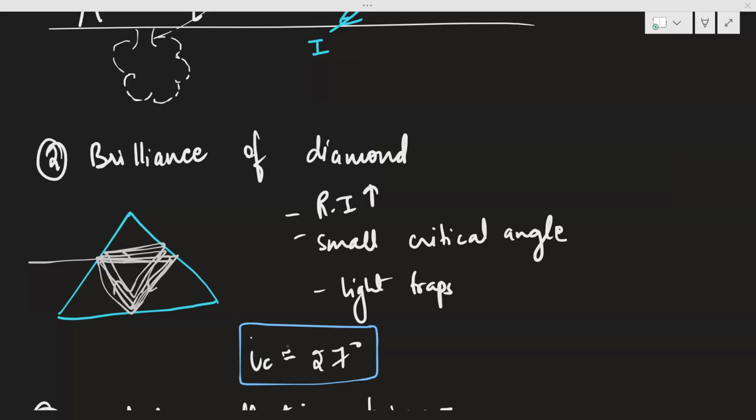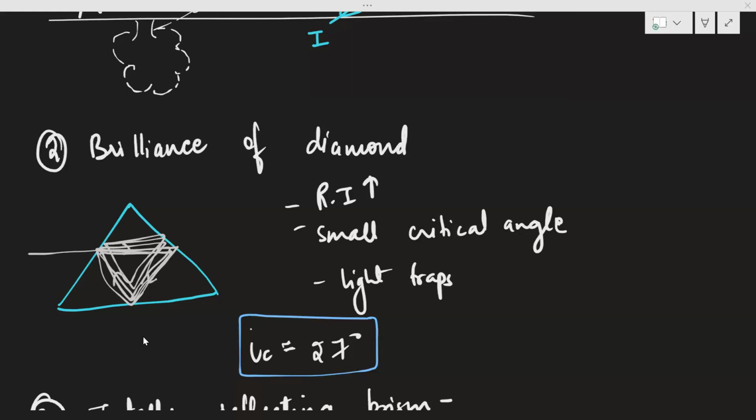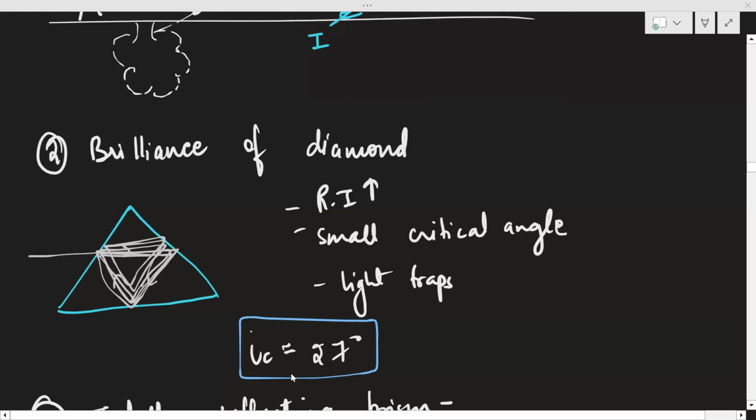Ma'am, here the critical angle is approximately equal to 27 degrees, right? Yes, more or less it's almost equal to 27 degrees.